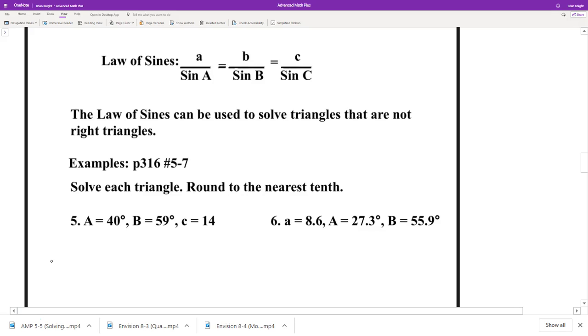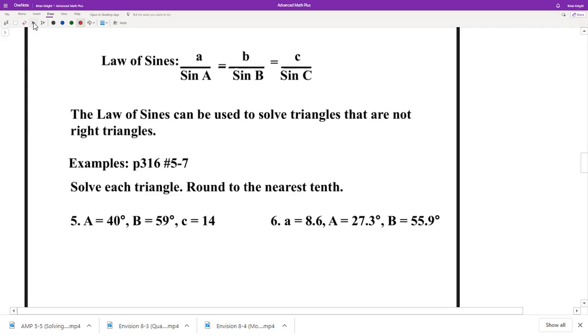I'm Coach Knight. Today we're going to do the law of sines. All right, law of sines. So here is the law of sines. It's three things, but understand you're only going to be doing two at a time. You won't ever do all three at once. That will not happen. But you will be doing two of them at a time.